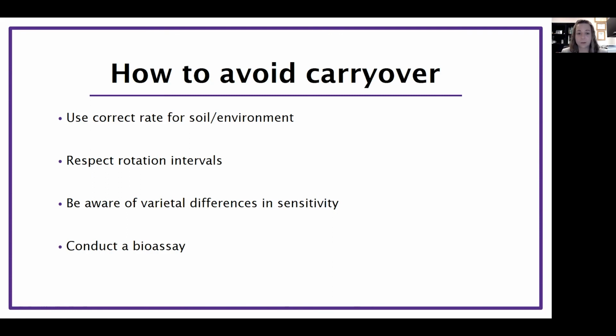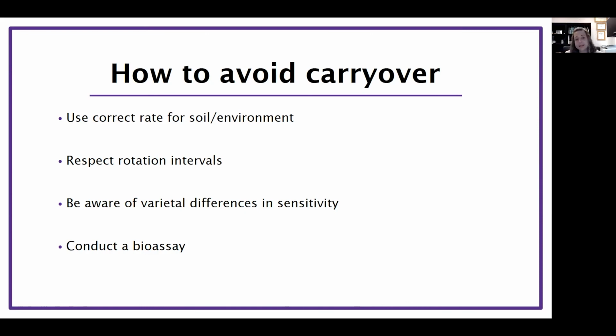That's step number 1. Step number 2, all of these herbicide labels will have rotation intervals listed on there. So how soon can you come back with a different crop? Respect those rotation intervals. They are there to protect the industry, but they're also there to protect you as a farmer, because you don't want to have unacceptable injury going into next year. So respect those rotation intervals.